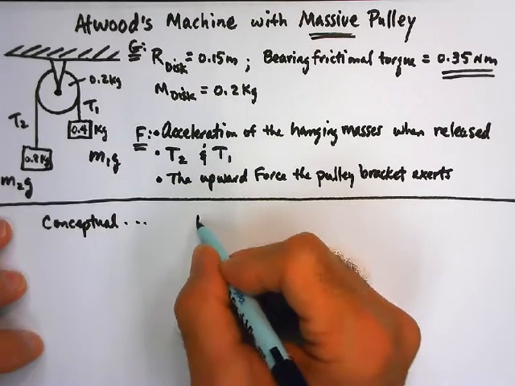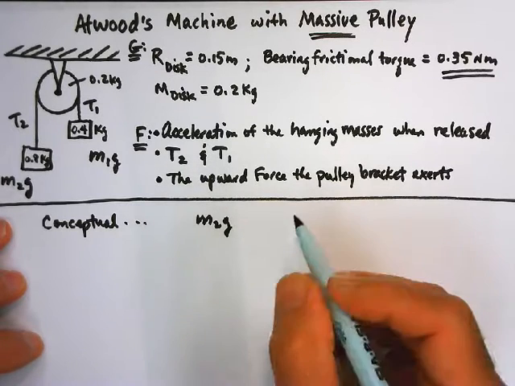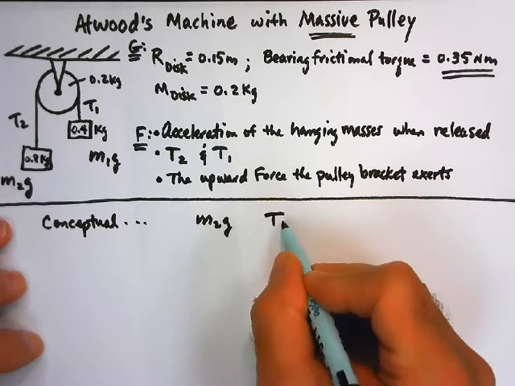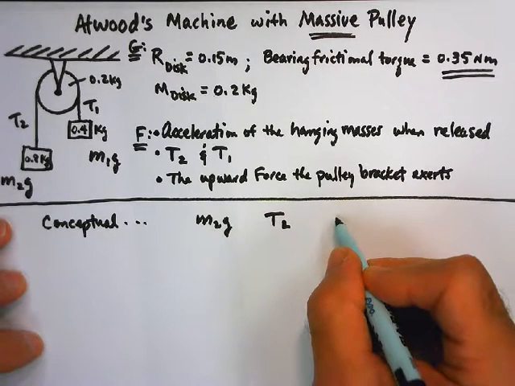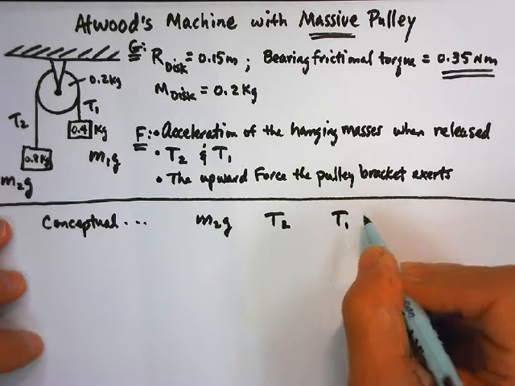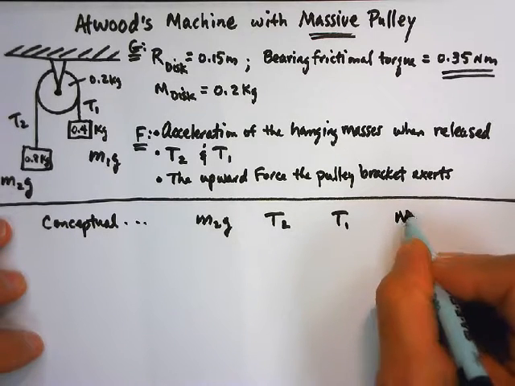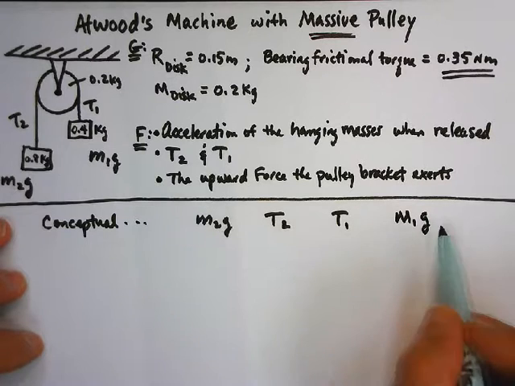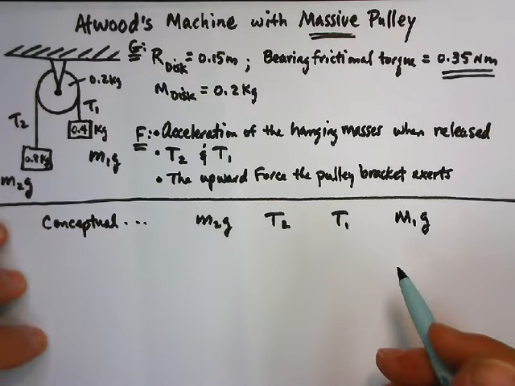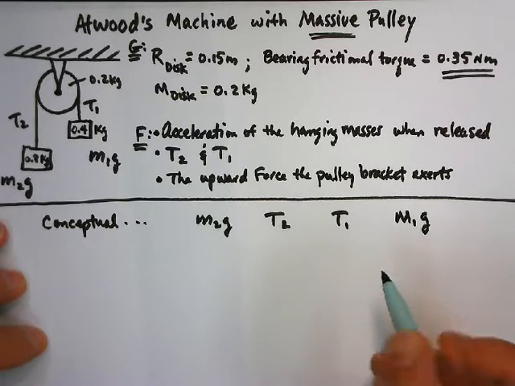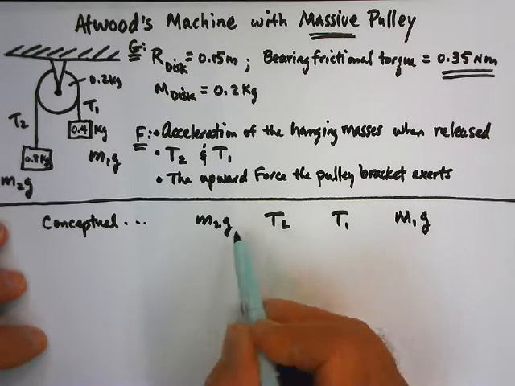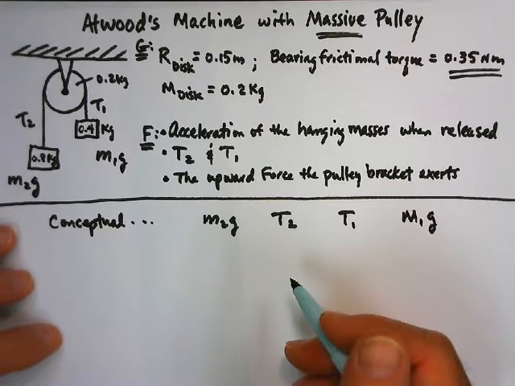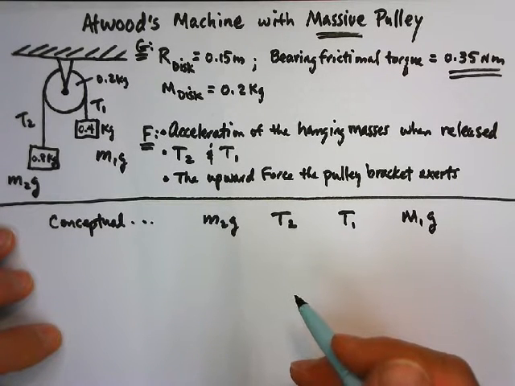So considering m2g and considering T2 and considering T1 and considering m1g, how could we relate them together in terms of inequalities? Is this greater than this, or equal to this, or less than? What do you think? What do you think we have here?